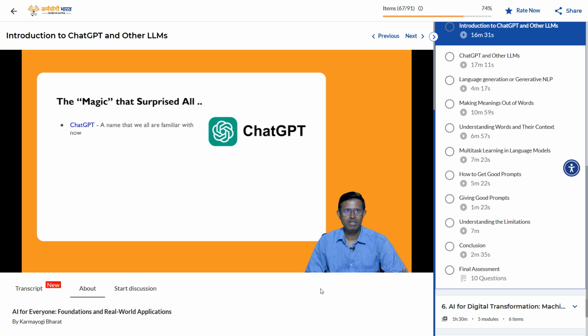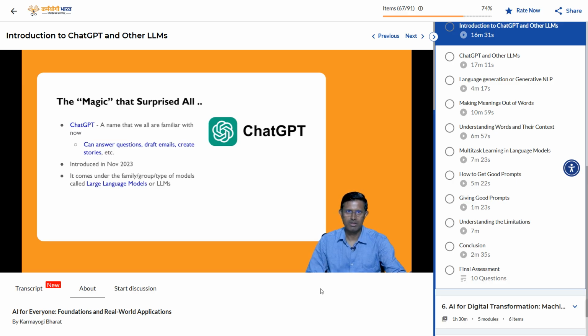Now, ChatGPT is a name that we all are familiar with now, and we know that they can answer questions, they can draft emails, they can even create stories and poems also. Now, ChatGPT actually came into existence fairly recently. It was in November 2023 when it was released, and after that, it has been widely successful and widely popular. ChatGPT comes under the family of AI models or NLP models, which are called large language models or LLMs in short. So we'll discuss more about large language models as this session goes on.